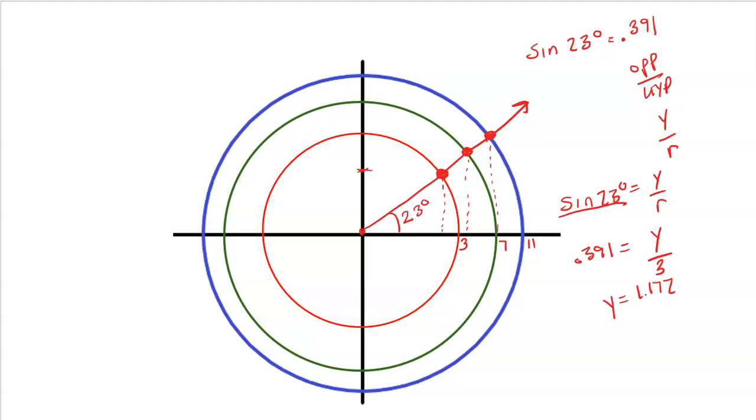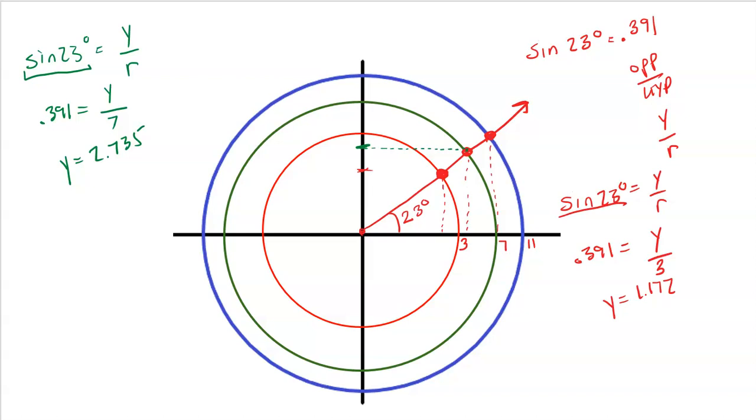Now if I move and talk about the green circle, I could still set up that sine of 23 degrees is the y coordinate divided by the radius. Again, use your calculator: sine of 23 degrees is 0.391, and I don't know what the y coordinate is. The green circle has a radius of 7. So I could take the sine of 23, which was 0.391, and multiply it by 7. This time I get a y value of 2.735. Of course, if you follow the y coordinate of that point, it's higher. Well, of course it's higher.